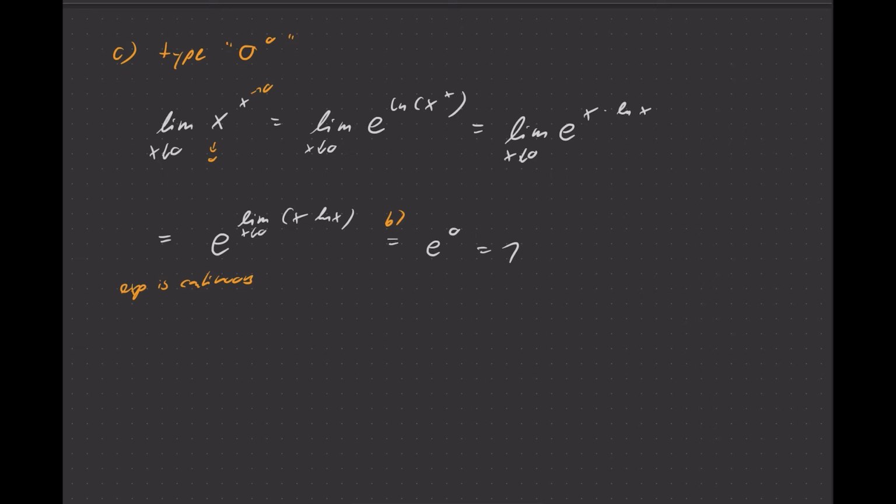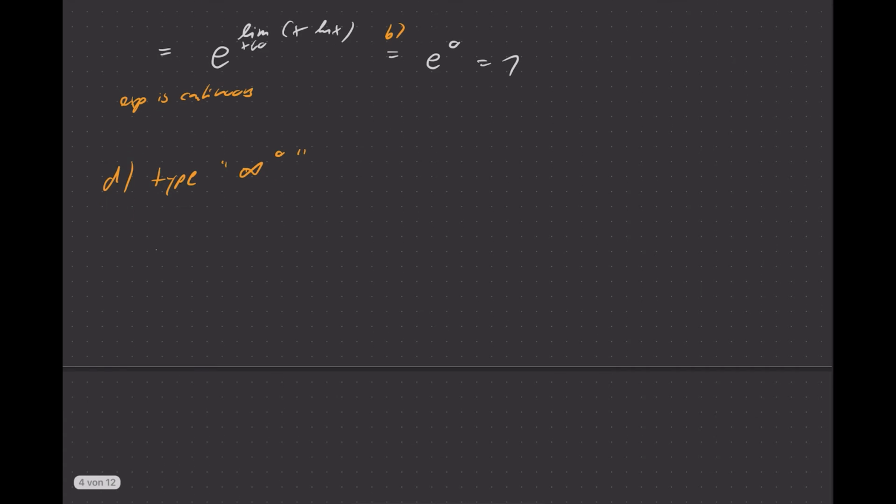Okay, and finally, two different examples of that type. Let's start with infinity to the power of 0. And of course, we'll also have 0 to the power of infinity. That's going to be the next type.